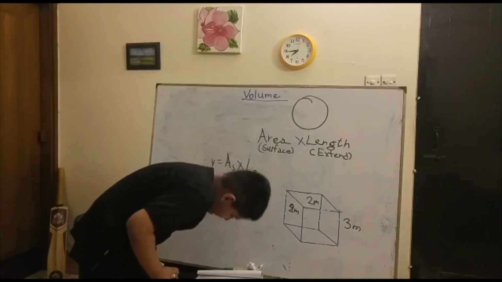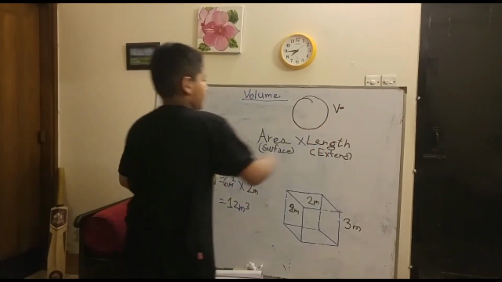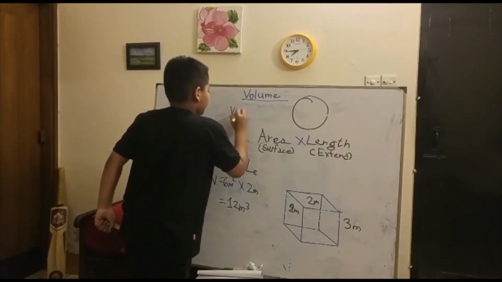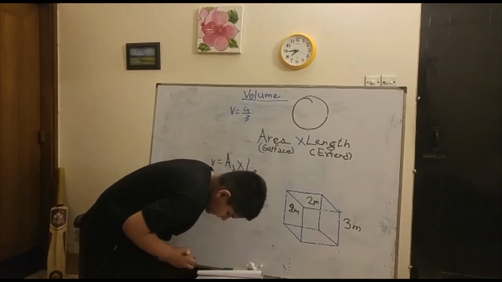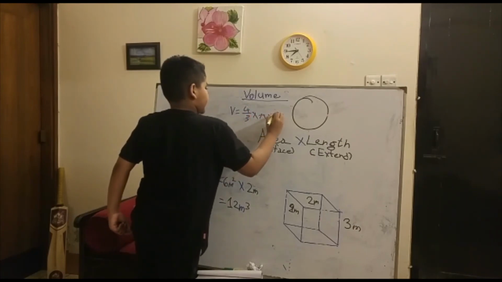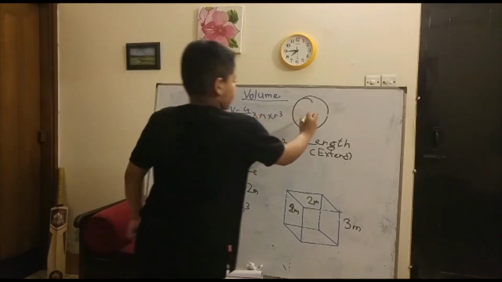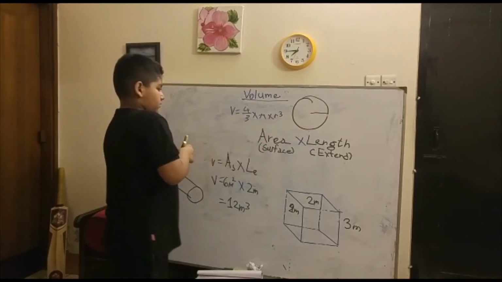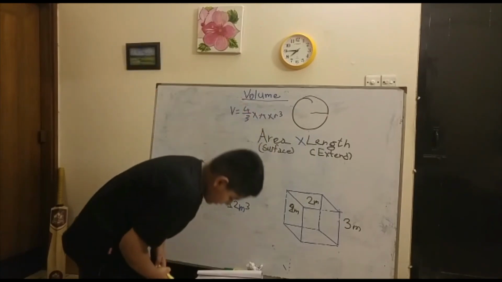The formula would be volume equals, actually let me write it over this side so that I get more space. Volume equals 4/3 times pi times radius cubed. So take the radius, cube that, and then multiply it by pi, and then multiply it by 4/3.